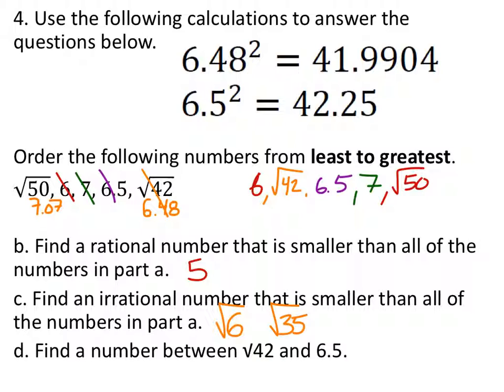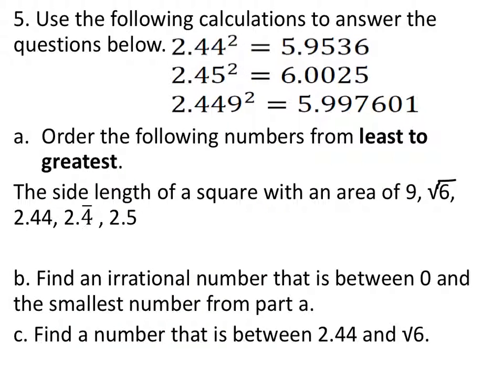Find a number between the square root of 42 and 6.5. So 6.48 is the square root of 42 rounded. So we'll just use 6.49. Yeah, I got that right. That would work. Alright, again, we're using calculators, so we don't need these values.